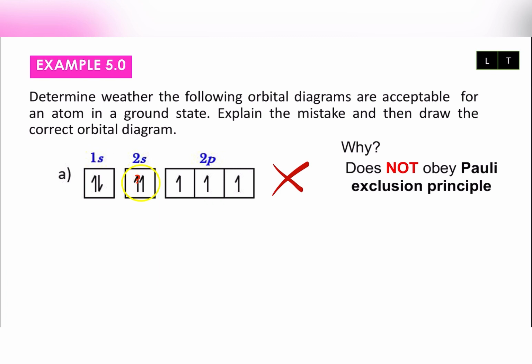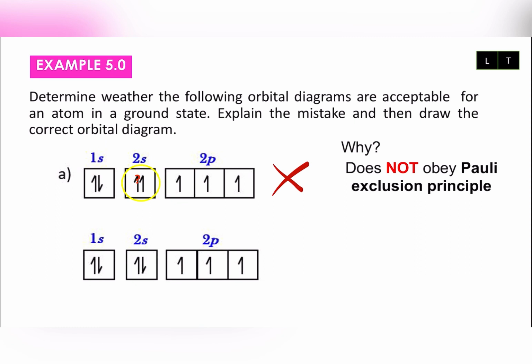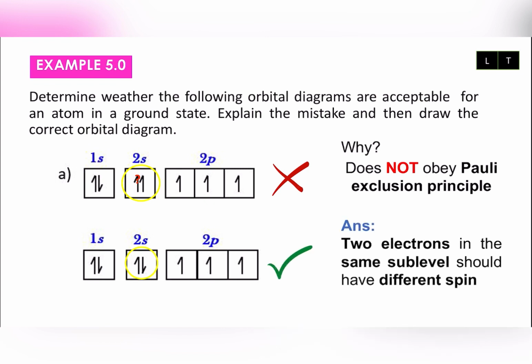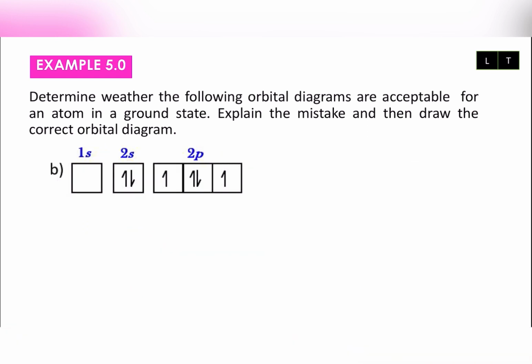So how do you write the correct orbital diagram for this one? We are going to make one of the electrons in the 2s orbital have opposite spin. So the half-headed arrow points down, as you see from here. So this is the correct one. So for the answer, just write that 2 electrons in the same sub-level should have different spin, as you see from this one. Next, let's go to question B.